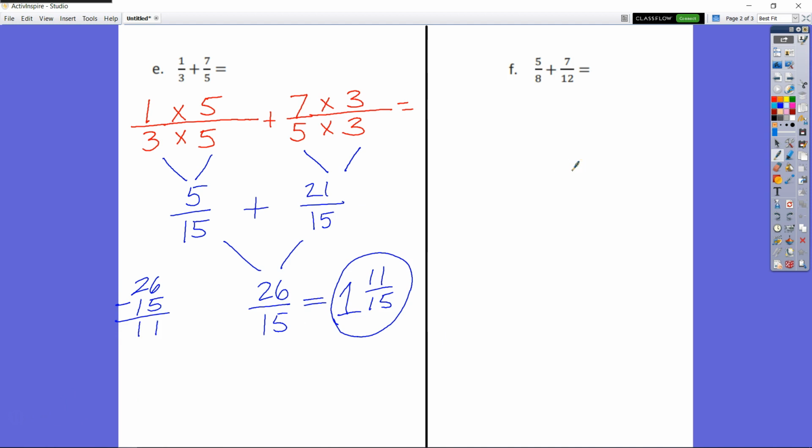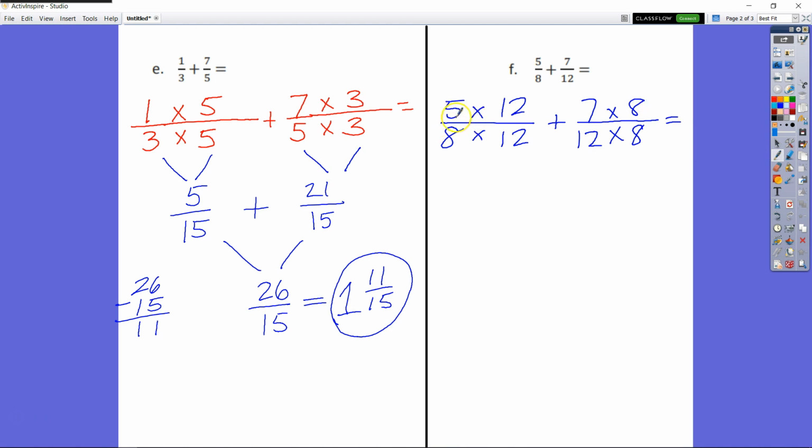All right, so let's take a look at our next problem here. So we have our fraction 5/8, and we're going to multiply it by our opposite denominator, which is 12. Then we're going to add that to our 7/12 and multiply it by, you guessed it, our eighths.